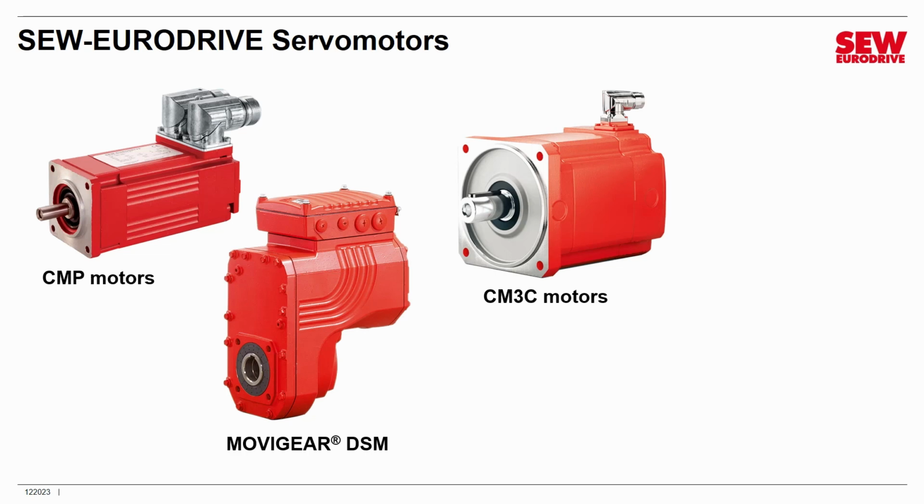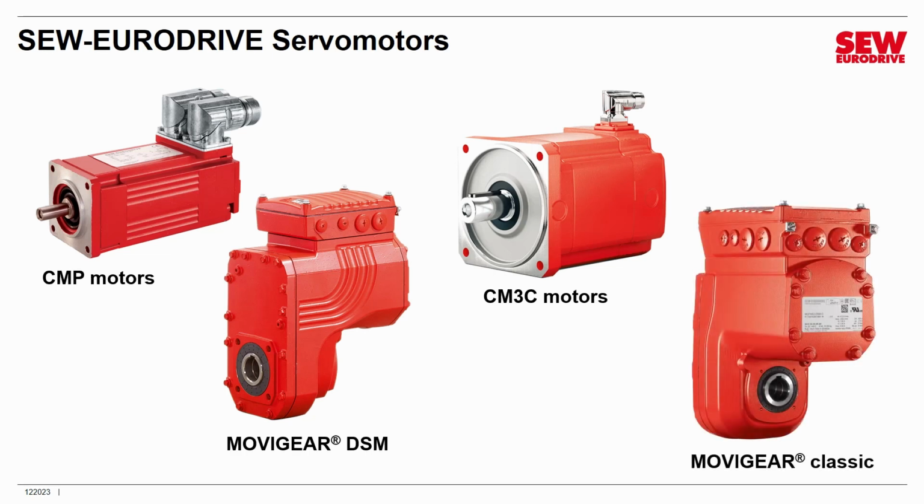And then there's the updated version of the MOVIGEAR DSM, which is called the MOVIGEAR Classic. This too has a high-efficiency servomotor and high-efficiency gearbox in an all-in-one unit. All four of these products can be controlled by the MOVITRAC LTP-B.